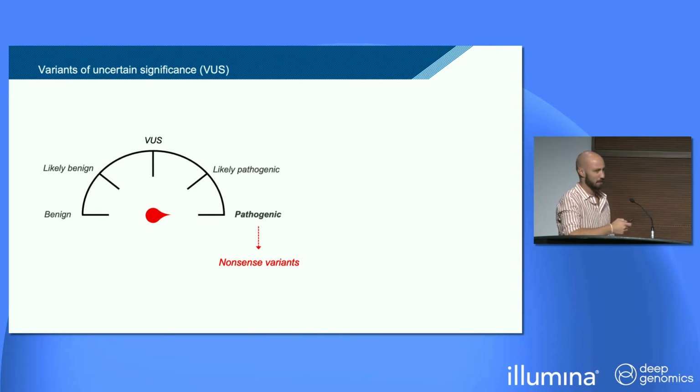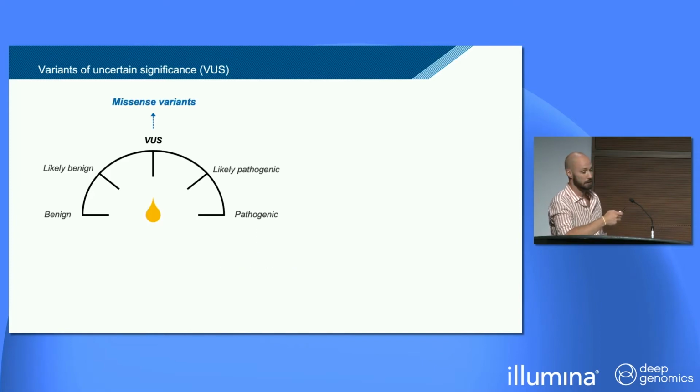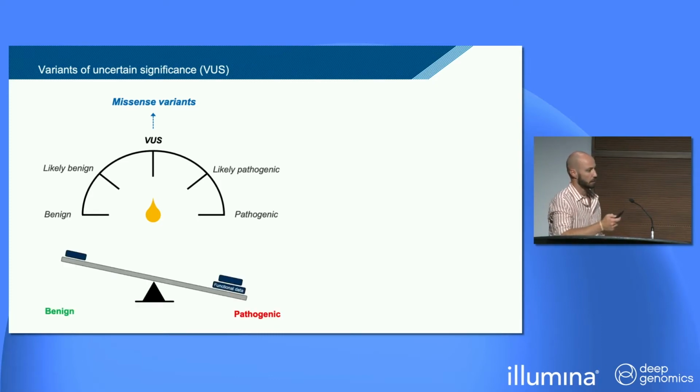But as has been discussed quite often at this meeting, it can also be the case that a VUS is found in a carrier. Most VUSs are actually missense variants. So in order to interpret a missense VUS, having functional data can really help to tip the scale either way in classifying a variant as pathogenic or as benign.